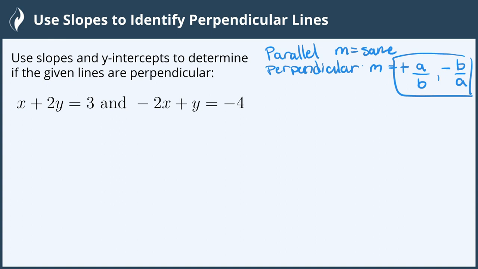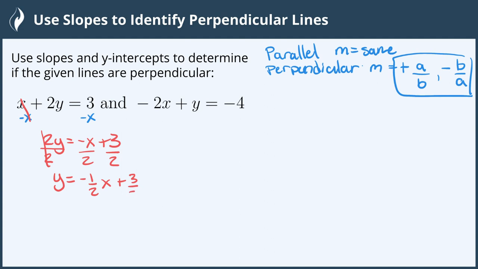So let's go ahead and find the slopes of our two lines by solving for y so we get it in slope-intercept form. To do that, we'll subtract x from both sides for the first one. So the x's cancel, and we're left with 2y equals negative x plus 3. To continue solving for y, we'll divide every term by 2. 2's cancel, so we are left with y equals negative 1/2 x plus 3 halves.